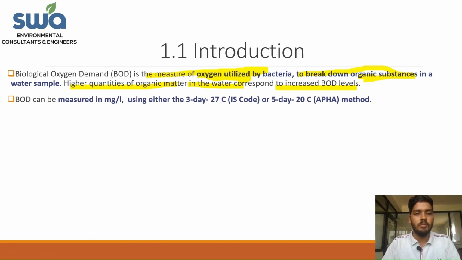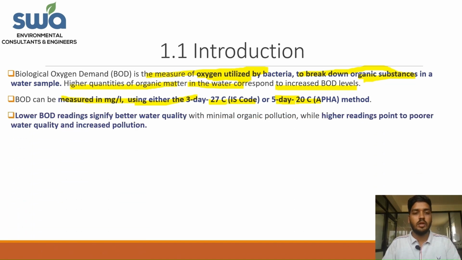BOD can be measured in milligram per liter using either the 3 days method or the 5 days method. In the 3 days method, the temperature of incubation is set at 27 degrees centigrade, and this method is as per the IS code. In the 5 days method the temperature will be 20 degrees centigrade, and this method is as per the APHA method. When the BOD readings are significantly low, it refers to better quality of water with minimal organic pollution, while a higher reading points to poorer water quality and increased pollution.